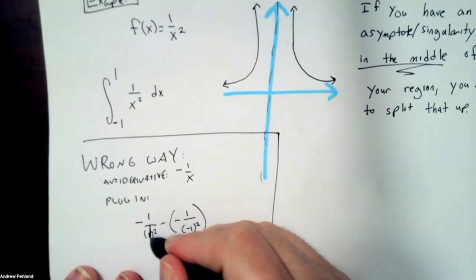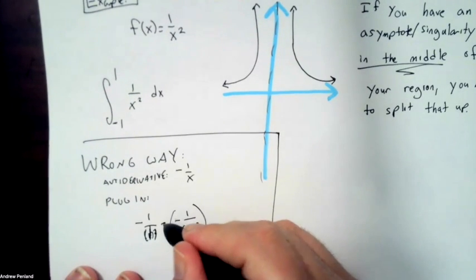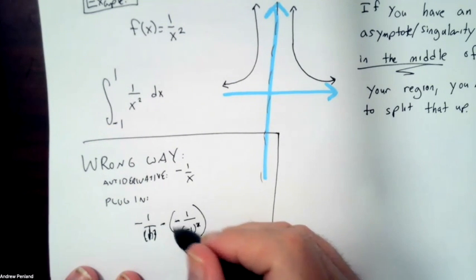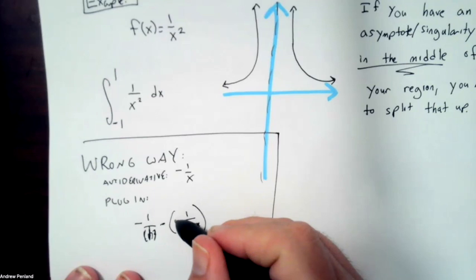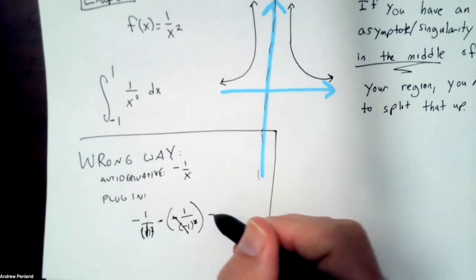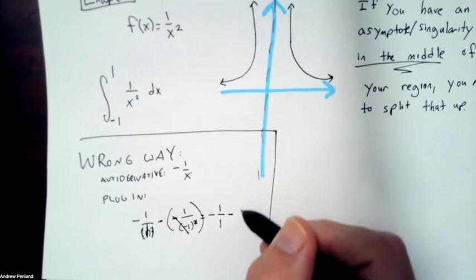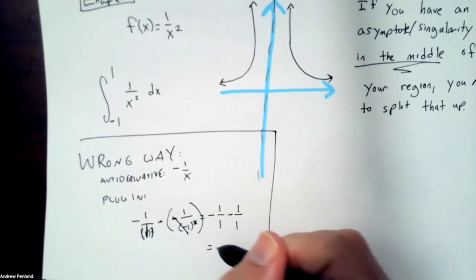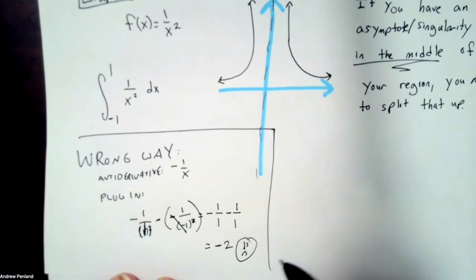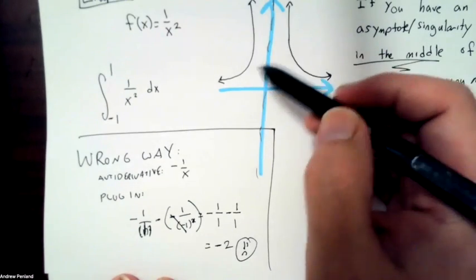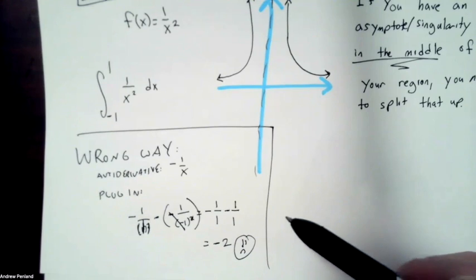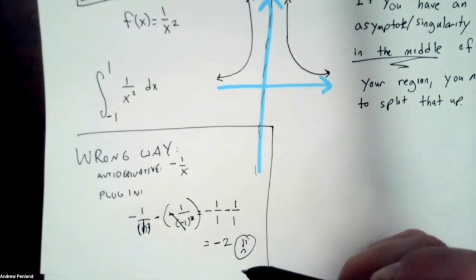Sorry, this shouldn't be squared. This is -1 over 1 minus -1 over -1. So there's a lot of minuses here, but the final answer that we would end up getting is just -1 over 1 minus 1 over 1, which would be -2. But that doesn't make any sense because this is clearly a positive area, and it's possibly an infinite positive area. So -2 can't work. That tells us this is an issue.